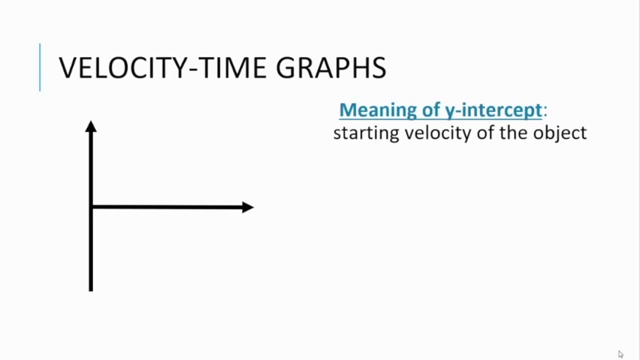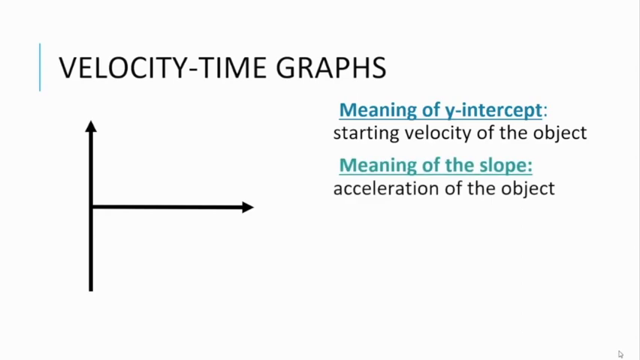There's two very important things that we want to know when looking at a velocity time graph. The first thing we want to pay attention to is the y-intercept. The y-intercept of a velocity time graph is going to tell us our initial velocity, or the starting velocity of that object. The next thing we want to pay attention to is the slope.